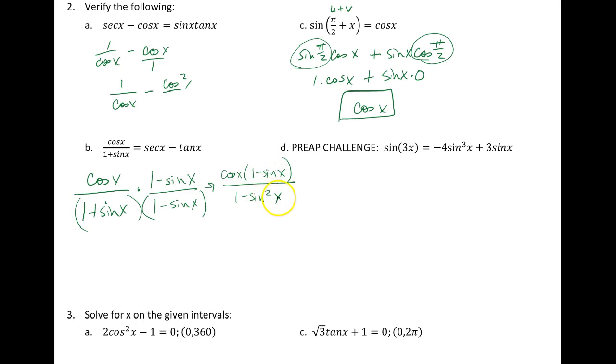Now 1 minus sine squared x is what? Well, I think it's cosine squared x, right? And now, since I haven't distributed that out, I can cancel one of these cosines, this cosine x, with one of these cosines, and I get 1 minus sine x over cosine x.